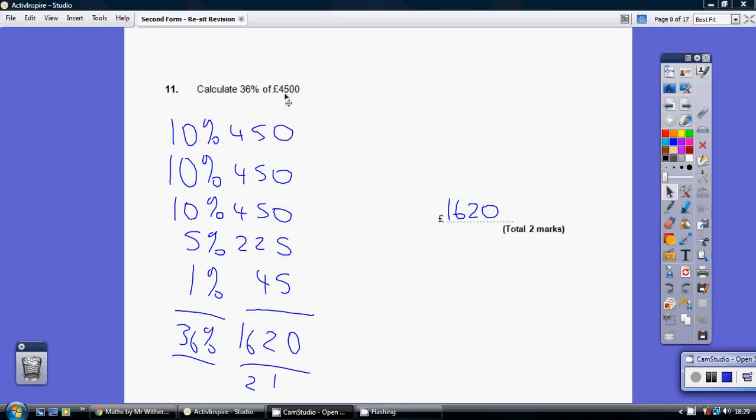Now hopefully you'll remember, if you're just dividing by 10 and you've got a naught on the end, you just basically knock that naught off. So 4,500 divided by 10 is 450.